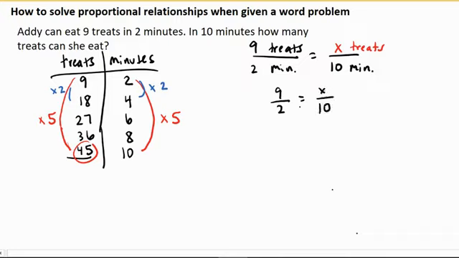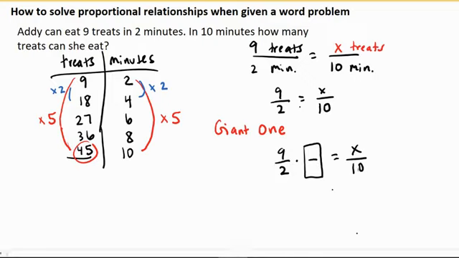One method I could use is called the giant one. I have 9 over 2, and then times our giant 1, we can use that to figure out what x would be. So 2 times what gives us 10? 2 times 5 is 10. And in my giant 1, I have to have the same number on the top and bottom. So if 2 times 5 is 10, 9 times 5 is 45, and so x equals 45. That's the same answer that we got when we used the table. So that's one way we could solve the equation.